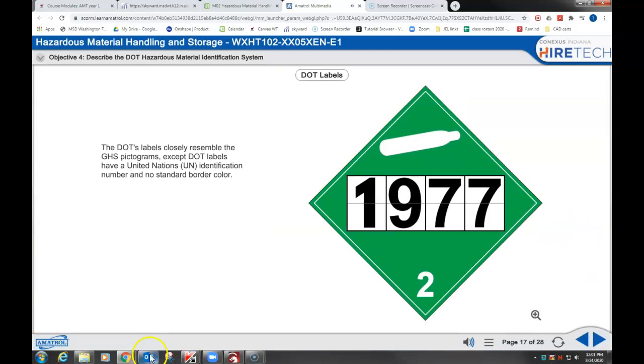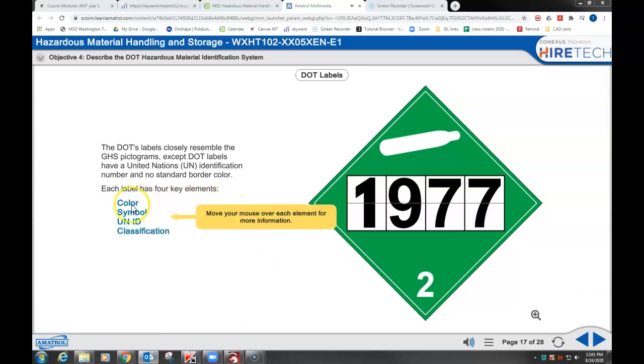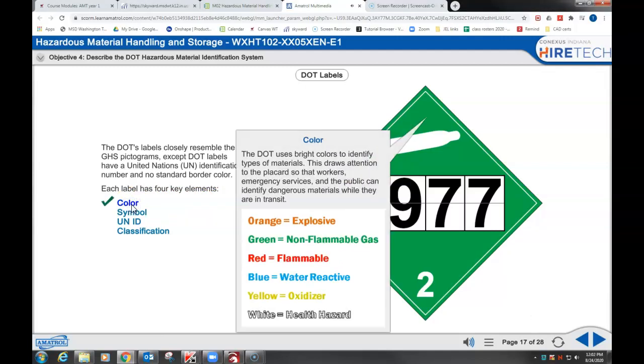The DOT's labels closely resemble the GHS pictograms, except DOT labels have a United Nations UN identification number and no standard border color. Each label has 4 key elements: color, symbol, UN ID, and classification. The DOT uses bright colors to identify types of materials. This draws attention to the placards so that workers, emergency services, and the public can identify dangerous materials while they are in transit.